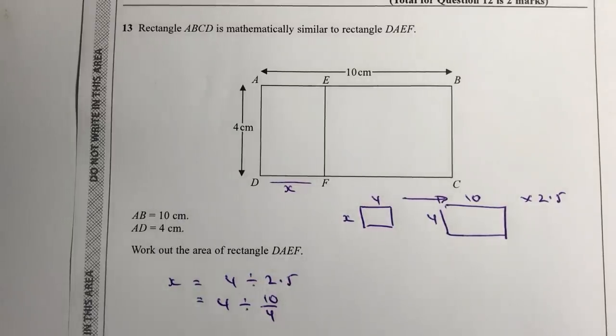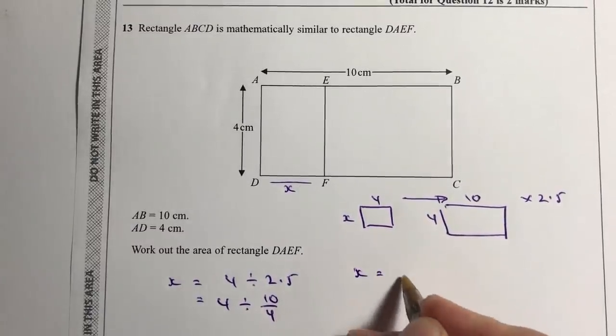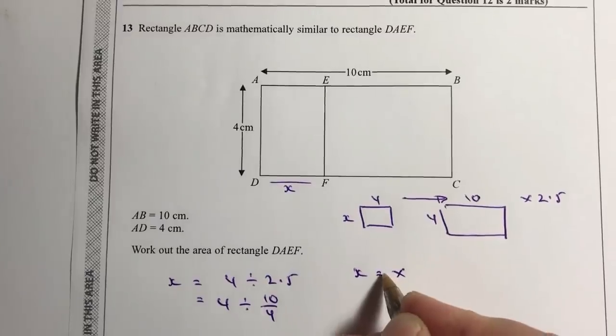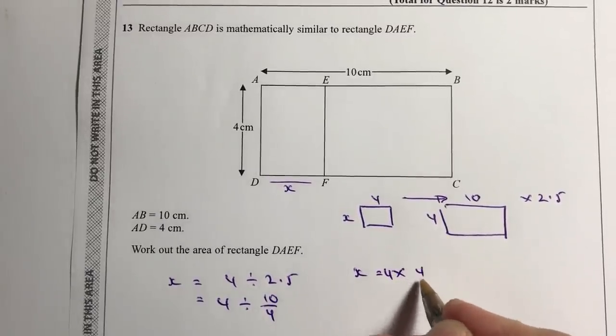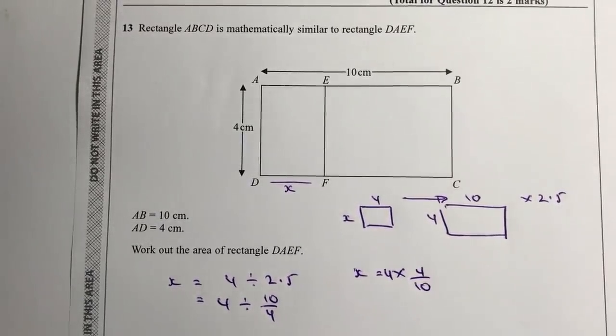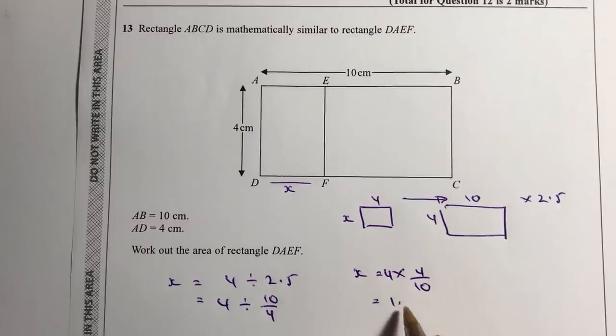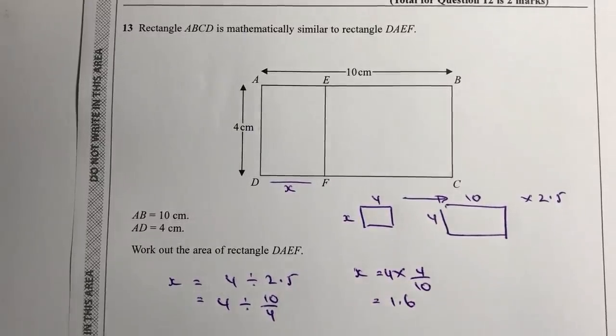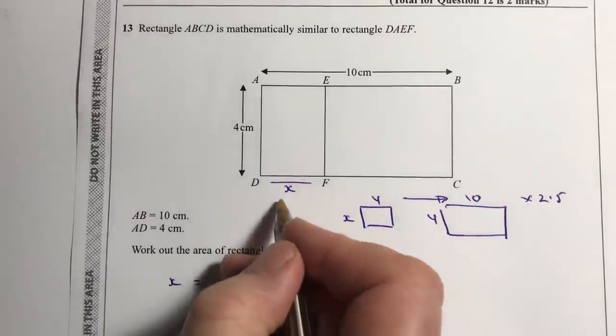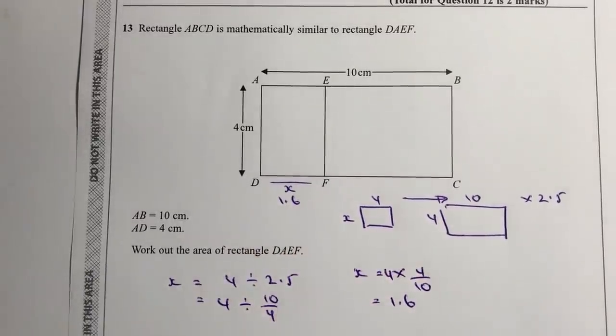Okay, well, I know that if I'm dividing by a fraction, what I'm going to do is I need to just multiply and flip over the other way. So that becomes 4 times 4 is 16, and 16 divided by 10 is equal to 1.6. Okay, so I now know that x in this particular diagram is going to be 1.6 centimetres.